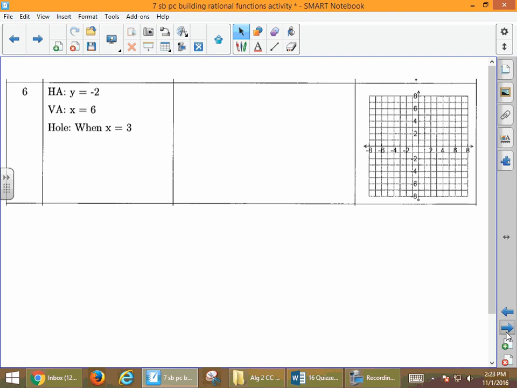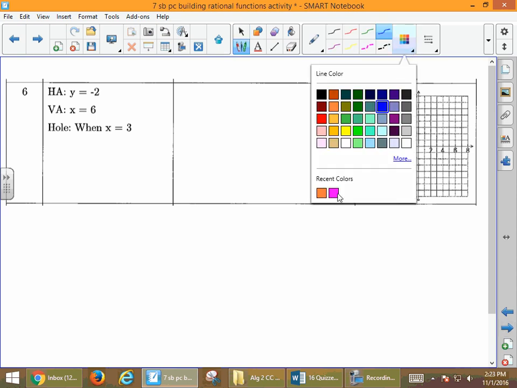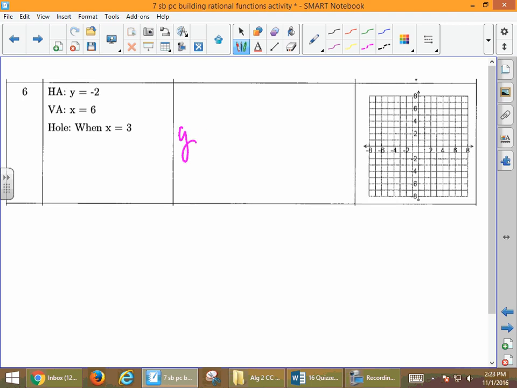So if we look at number 6, we've got a hole now. We've got removable discontinuity. But still start the way that we've been starting. Let's start with the vertical. So we get y equals, and then our vertical asymptote, very small here, I can subtract 6 from both sides, gives us x minus 6.